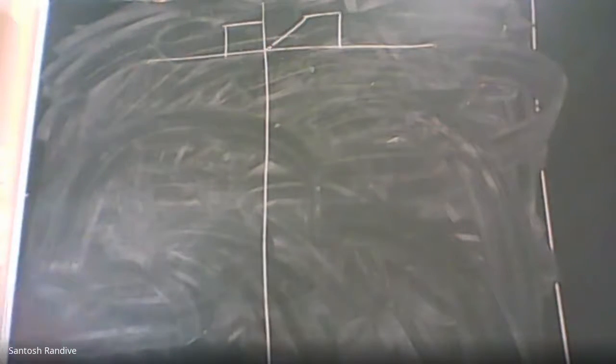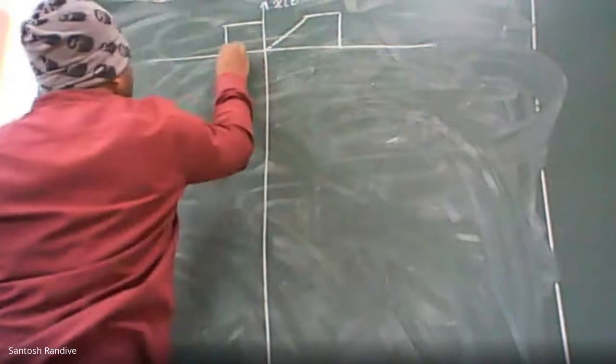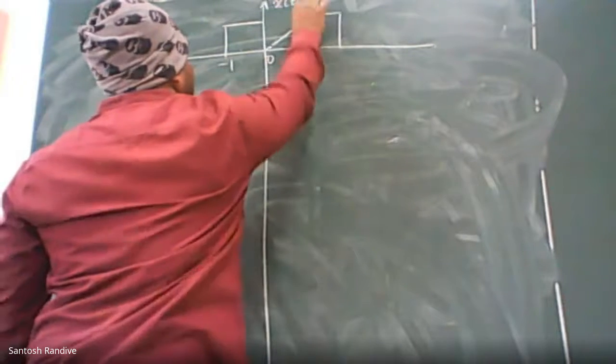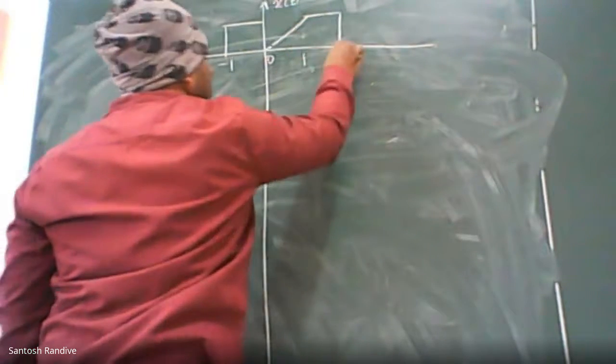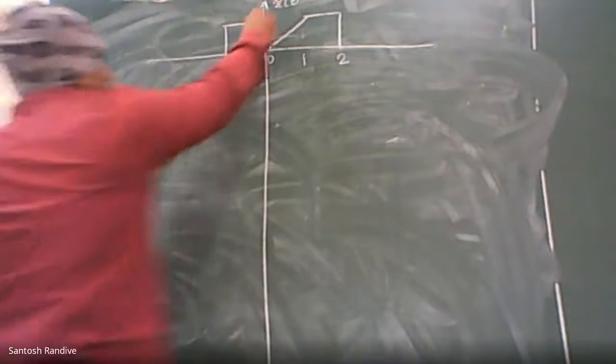The x of t is given to you. This is -1, this is the 0 position. Simply draw it as a 1. So what is the amplitude? We can consider that one.